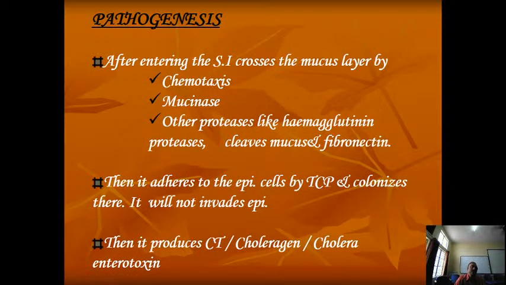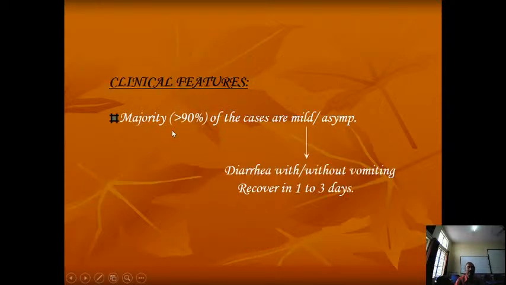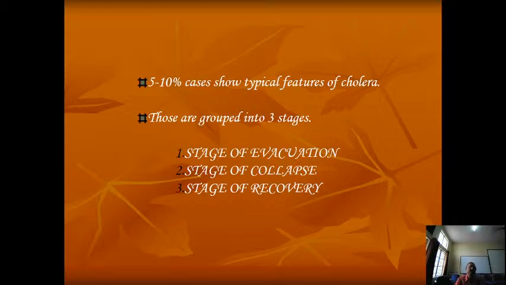So what happens once it comes into the small intestine? There's chemotaxis, and the proteases like hemagglutinin, etc., they cleave the mucus, and fibronectin adheres to the epithelial cells, and then you have the production of cholera toxin, choleragen, and enterotoxin. Majority, that is 90% of cases, are mild or asymptomatic. So you have diarrhea with or without vomiting, and the patient recovers in 1 to 3 days. 5 to 10% of cases show typical features of cholera, and these go through these stages. One is stage of evacuation, stage of collapse, and stage of recovery.